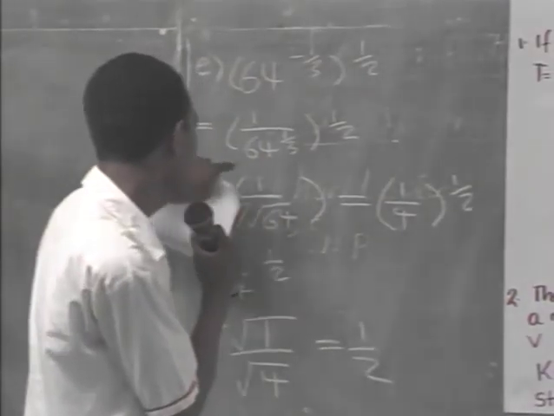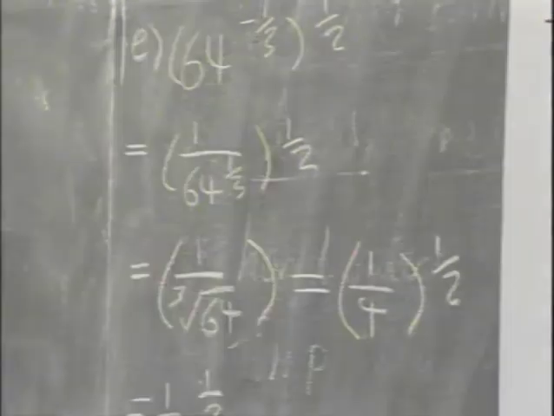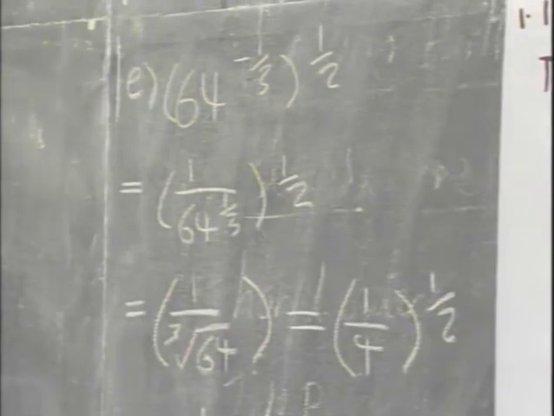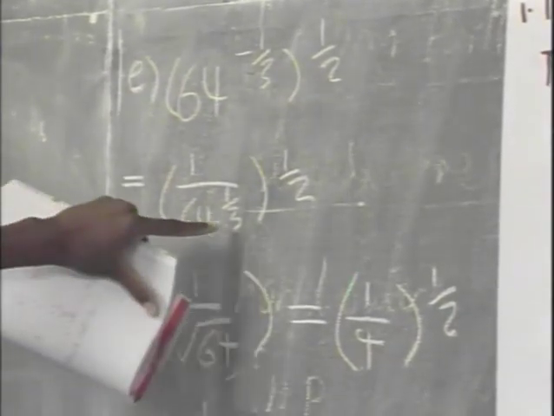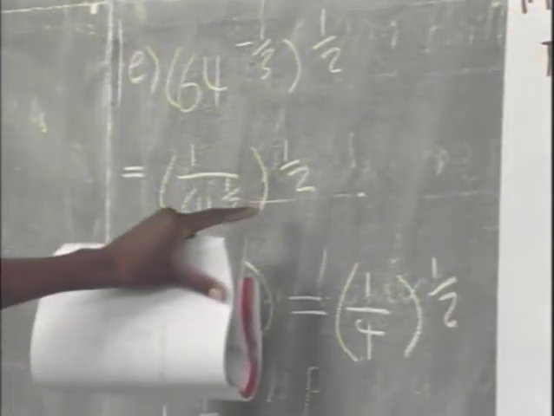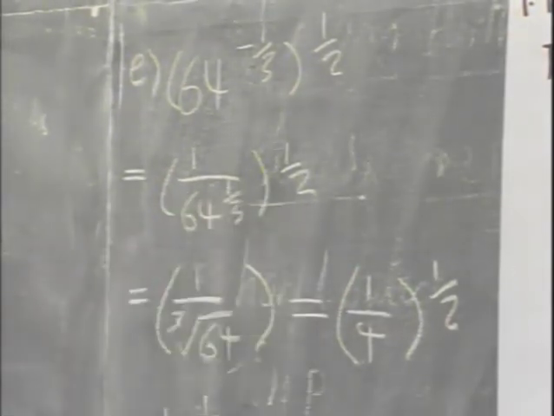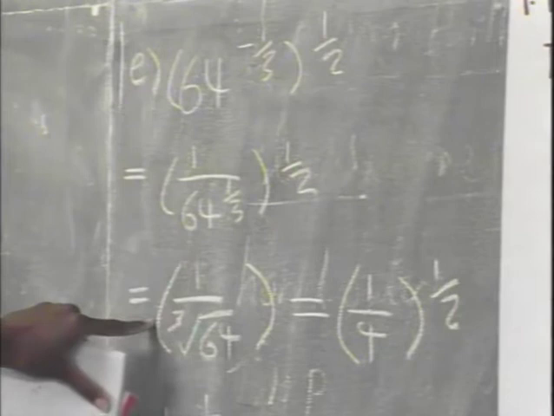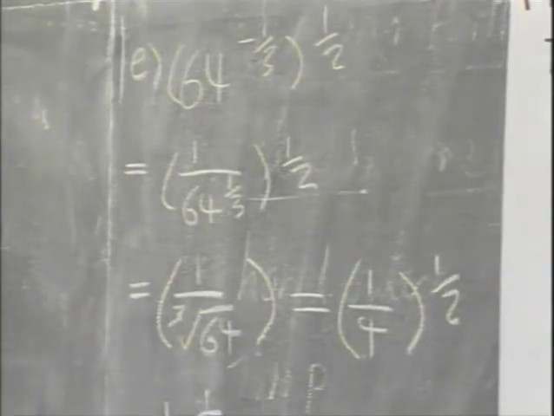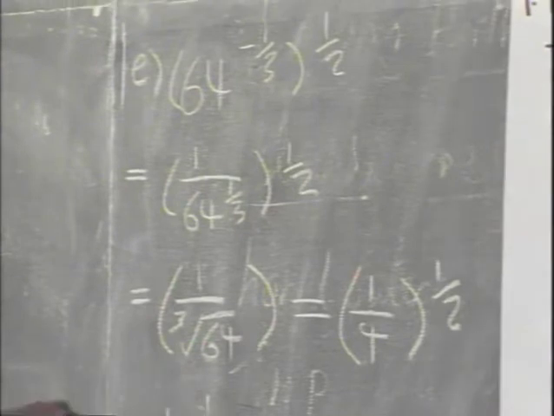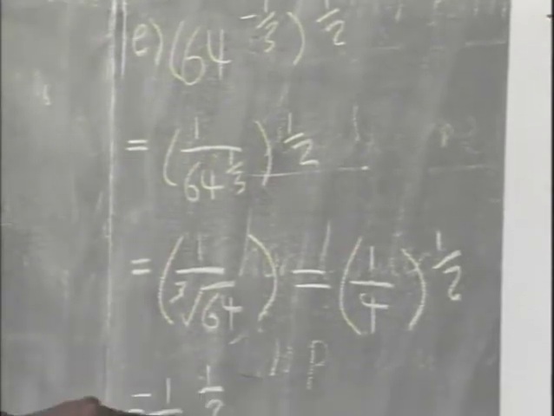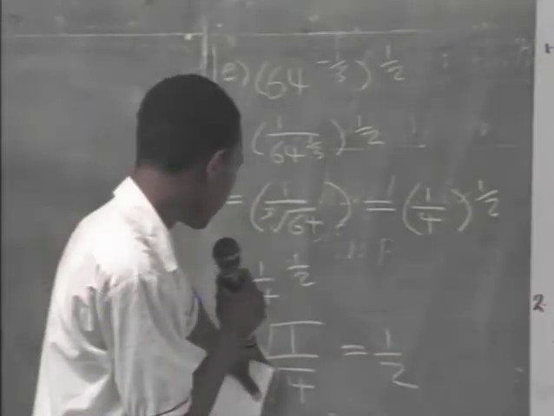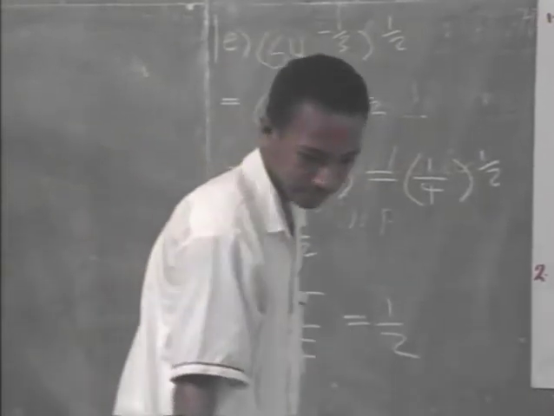First we have to change 64 to the power of -1/3 into a positive form. So we change it into a fraction, which is 1/64 to the power of 1/3. And we have to find the cube root of 64, which is 4. So we change it to 1/4 to the power of 1/2. So that means we find the square root of 1/4, which is a half. Good.